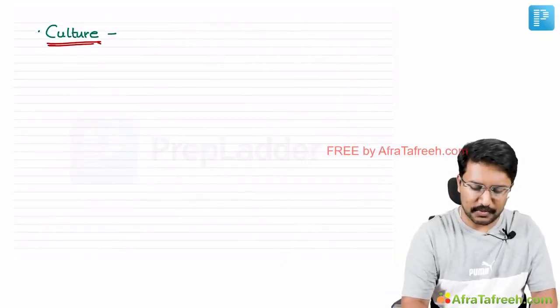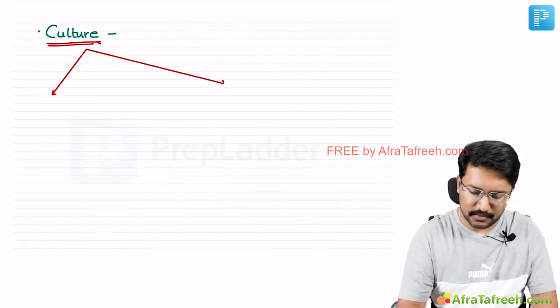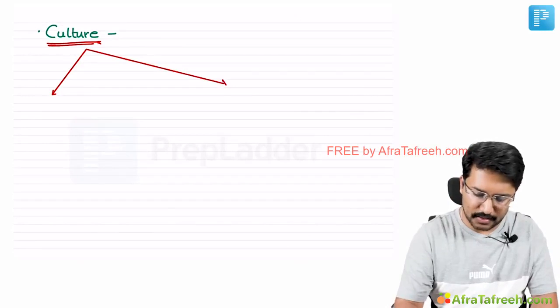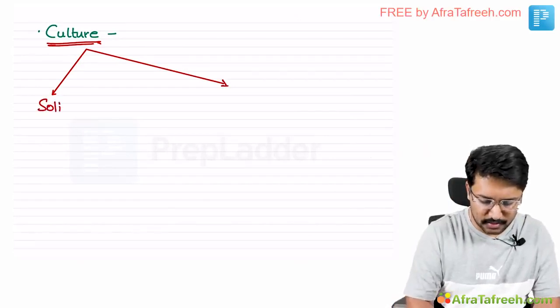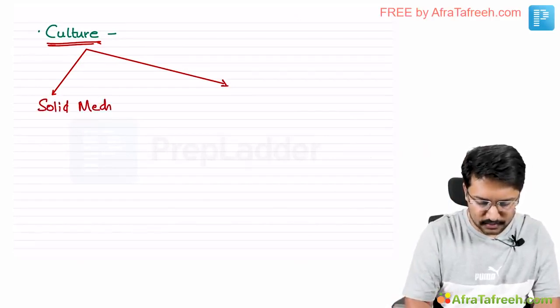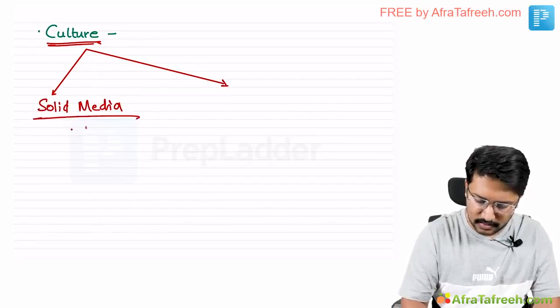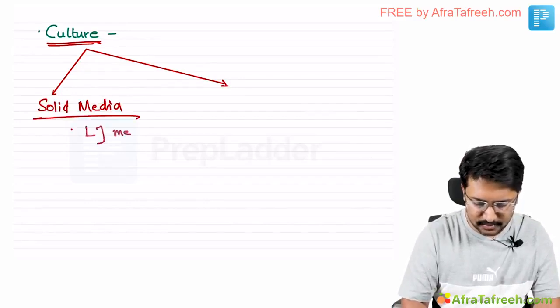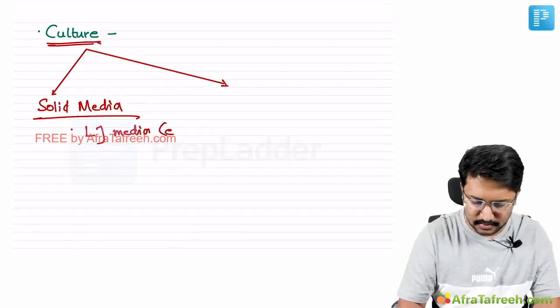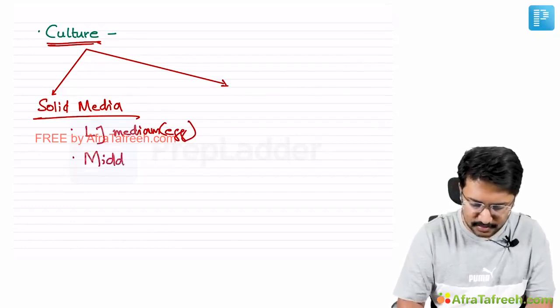So what are the culture media we have discussed? We have discussed culture media which can be called solid media and liquid media, right? So solid media, we have discussed two things. One is our LJ medium, which is an egg-based medium, right? And then we had discussed Middlebrook 7H10 and 7H11.